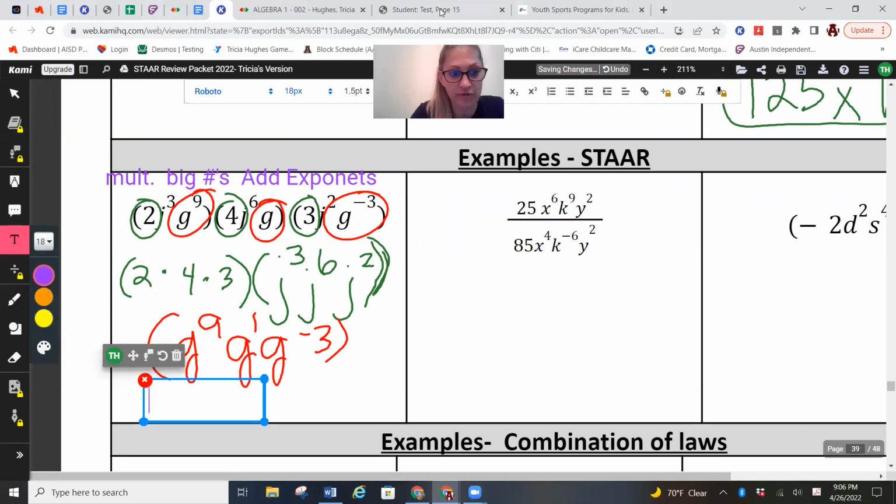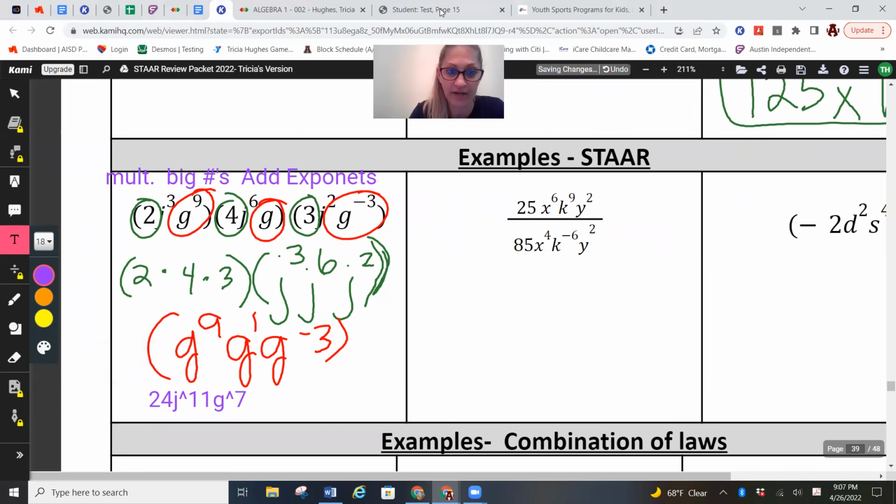So our final answer for that would be 2 times 4 is 8, and 8 times 3 is 24. We're going to have a J. J to the power of 3 plus 6 is 9, and 9 plus 2 more is 11. And we're going to have a G to the power of 9 plus 1 is 10, and 10 plus negative 3 is 7. Final answer. 24, J to the power 11, G to the 7.